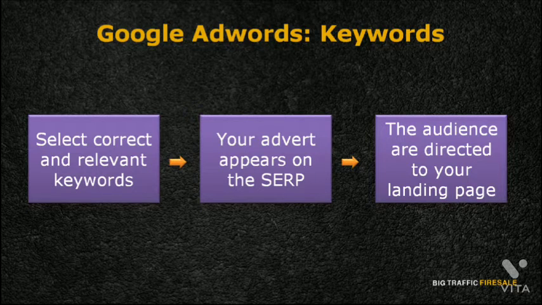When you are already set up, it's time to delve into the building blocks, which is understanding what makes Google AdWords work. Keywords. Selecting the correct and relevant keywords to direct the audience to your landing page is key. As the advertiser, you select a keyword that a searcher might type when they search for their particular interest on the Google search engine. Then you create an advert that will appear on the SERP based on the keywords.